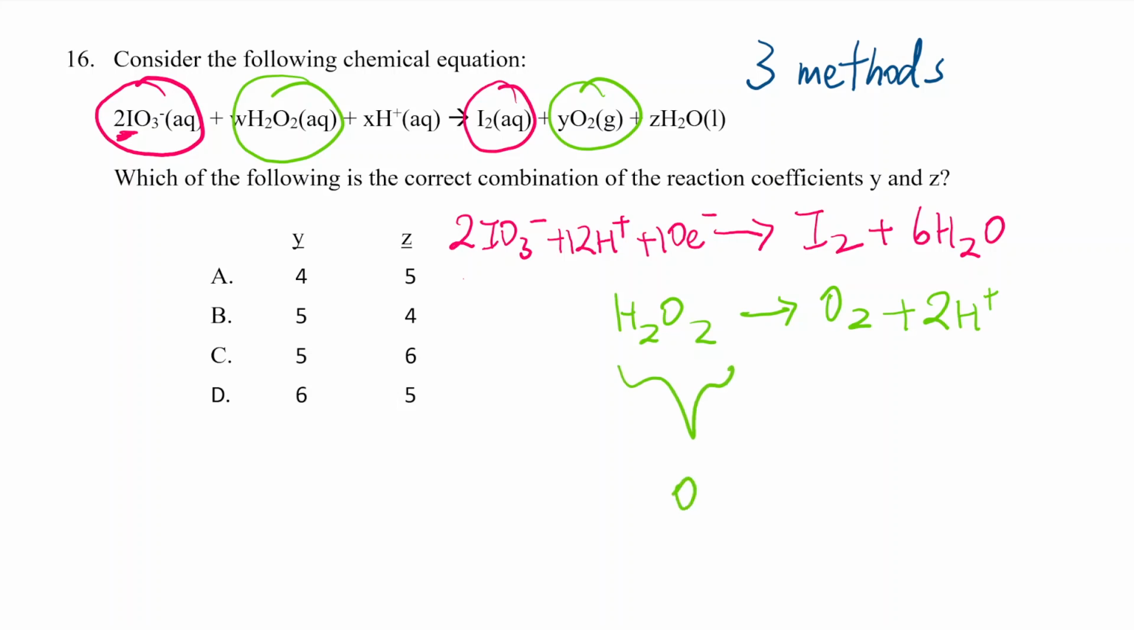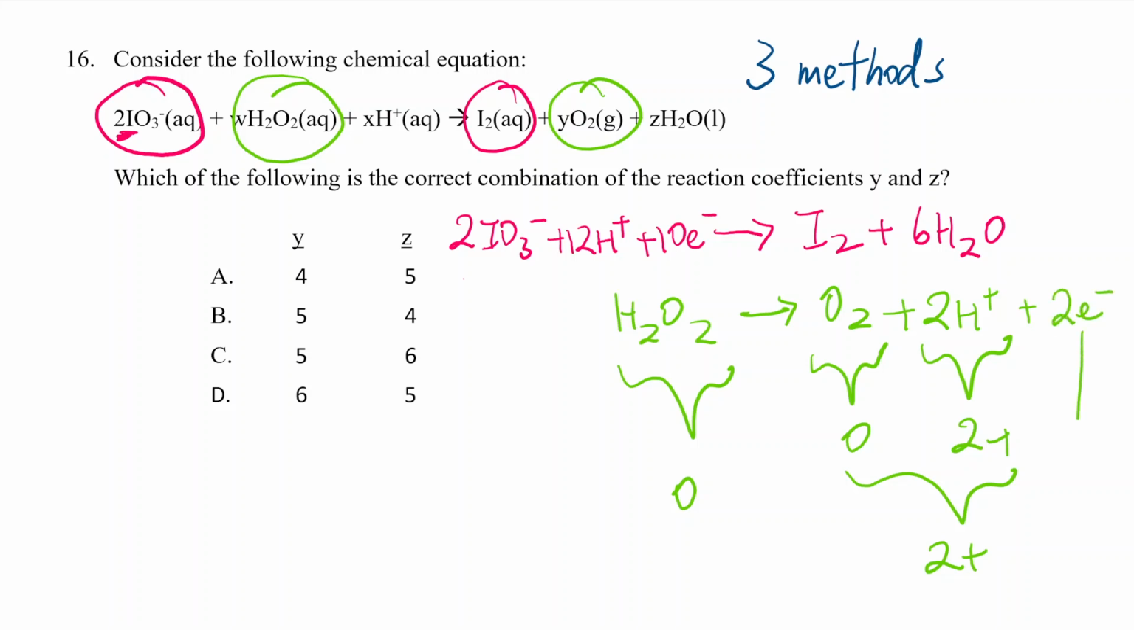Left-hand side, overall charge, you don't see anything on the top right corner, so it's 0 for H2O2. Here, the oxygen molecule is 0, but the hydrogen ion, sorry, is 2 plus. So the overall charge on the right-hand side is 2 plus. Obviously, it's not matching right now, so I'm going to add electrons on this side, 2 of them, so that it becomes 2 negative, and on the right-hand side, the whole charge is 0.